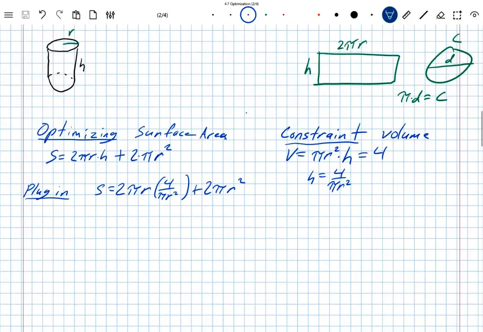Often after plugging in, it is worth taking a second to try to simplify this thing, make your life easier. So it looks like that r squared and that r are going to cancel, and the pi's are going to cancel. So in particular, this pi goes with this pi, the squared goes with this r, and then I'm going to get an 8 out. So I get 8 over r. I'm going to write this as r to the negative 1, to help my derivative in a second here, plus 2 pi r squared.